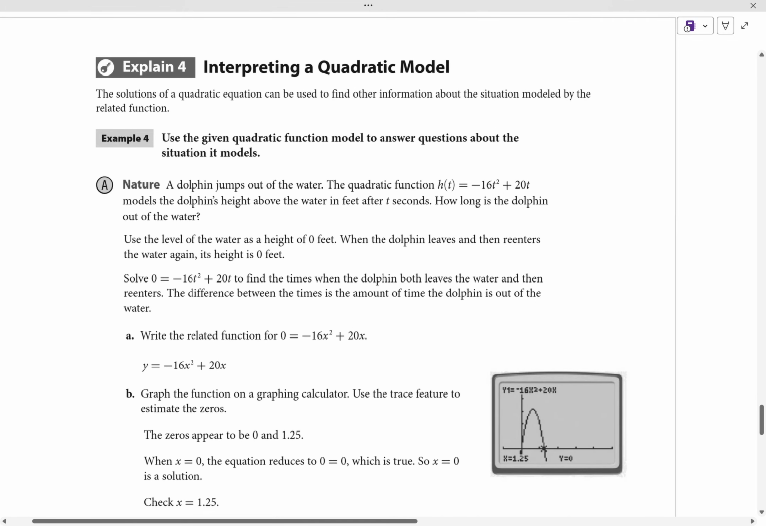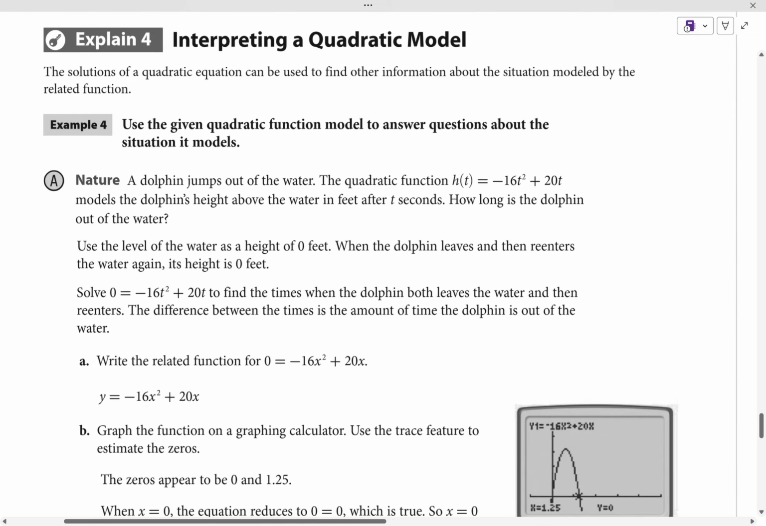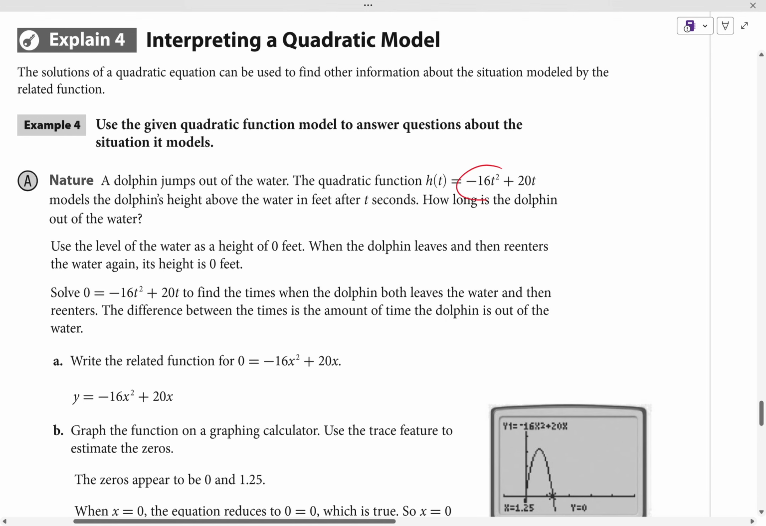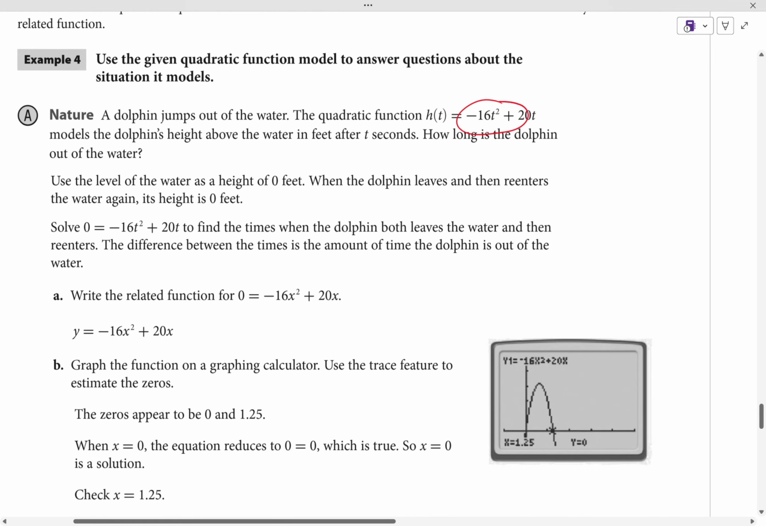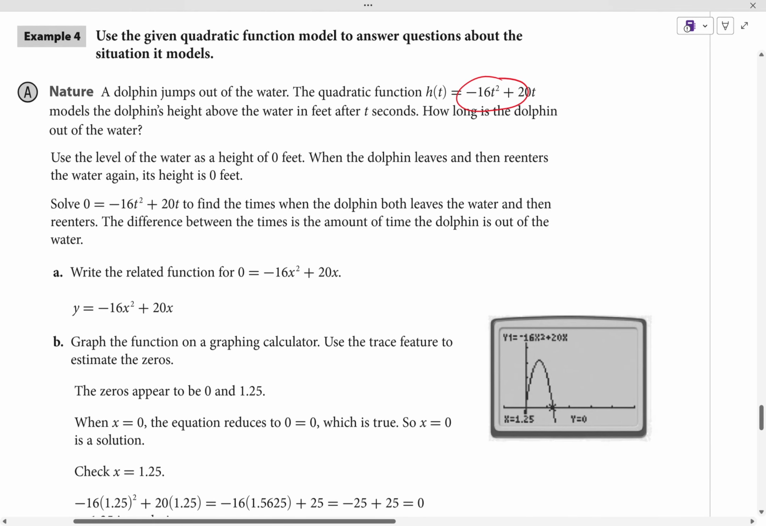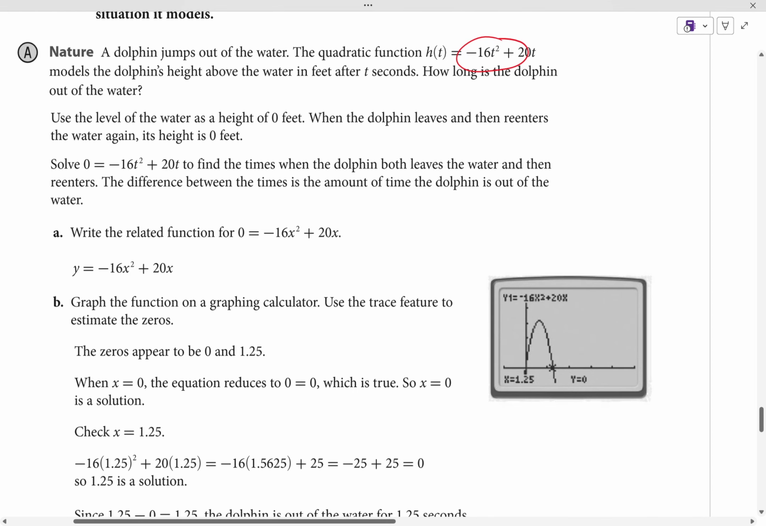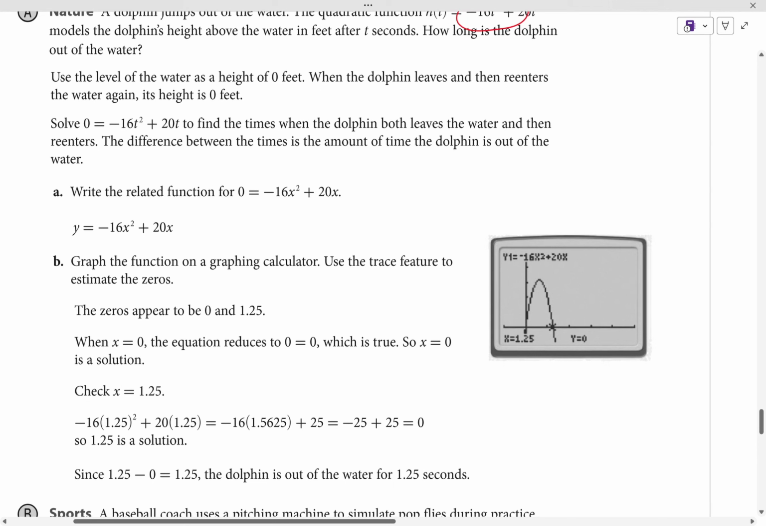If we're interpreting a quadratic model, we can do that, and we can see what the zeros mean. So, given the quadratic function model, answer the question. A dolphin jumps out of the water. Here's the quadratic function for it. And it models the dolphin's height above the water after t seconds. How long is the dolphin out of the water? Okay. So, level of water, we're going to put that at 0 feet. When the dolphin leaves and then re-enters the water again, its height is 0 feet. We're going to solve that equation to figure out when it's in and outside of the water.